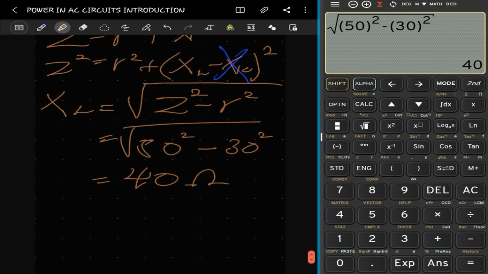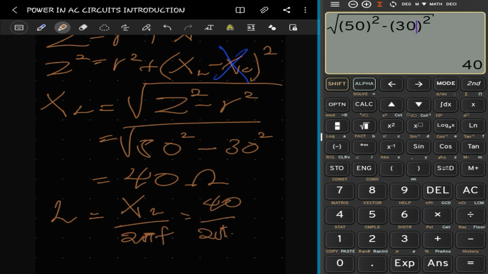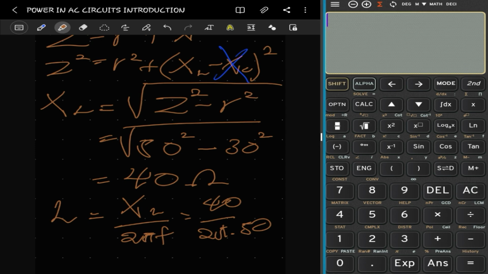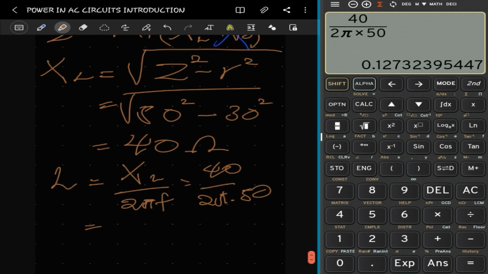So as a result, to get L, that will mean I have XL on 2 pi f. We have all these values already. So that's 40 on 2 pi times what? The frequency was 50. So 40 on 2 pi times 50. And this is what it gives me, the inductance. And remember that the unit for inductance is Henry. So basically I have 0.1273 Henry.